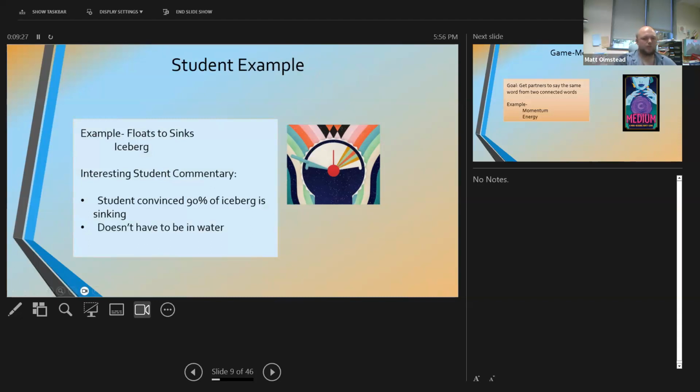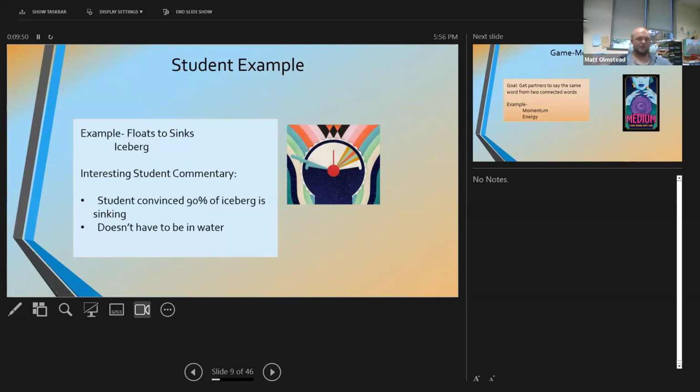But the student said iceberg. I like to think an iceberg is kind of right in the middle. It's very close to neutrally buoyant. So I would put it here. But my student was actually doing it over here, where they're saying 90% of it is sinking. So this leads to lots of discussions. It's still floating, even though more of it's underwater.